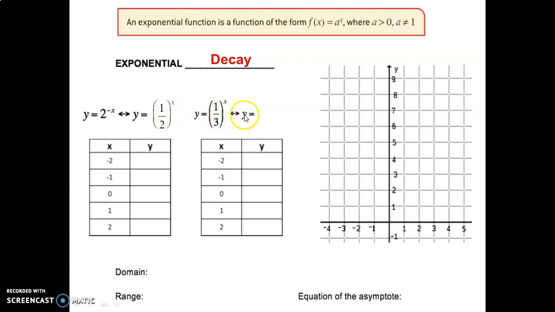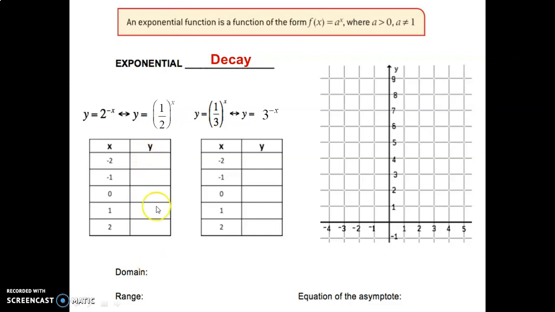And this one here, rewrite that one. That would be 3 to negative x. So notice these are just backwards and forwards versions of each other. Those both show exponential decay. They're both exponential functions because the a value is greater than 0. You can see this a, or base value, is greater than 0.